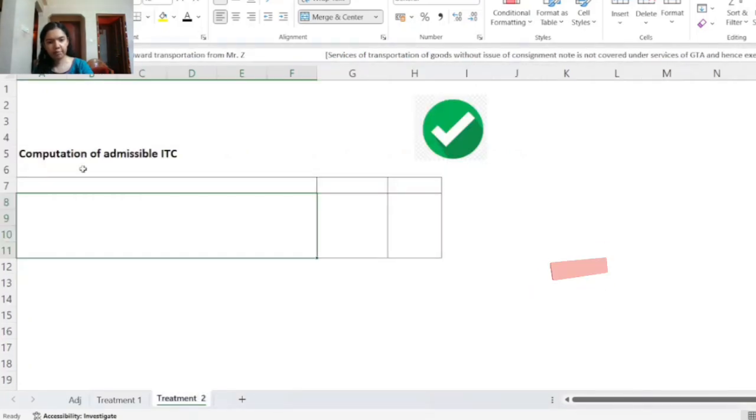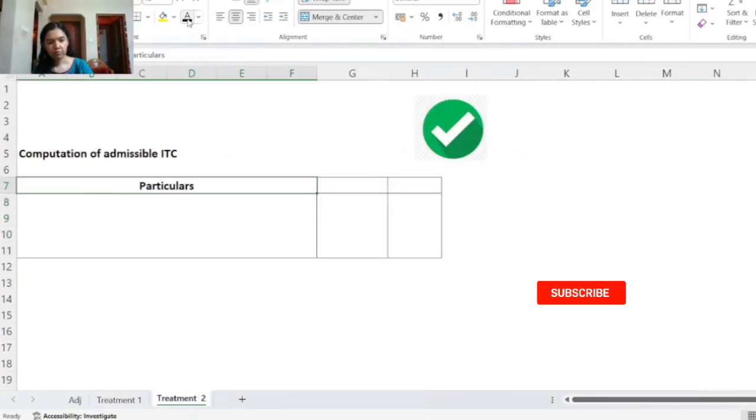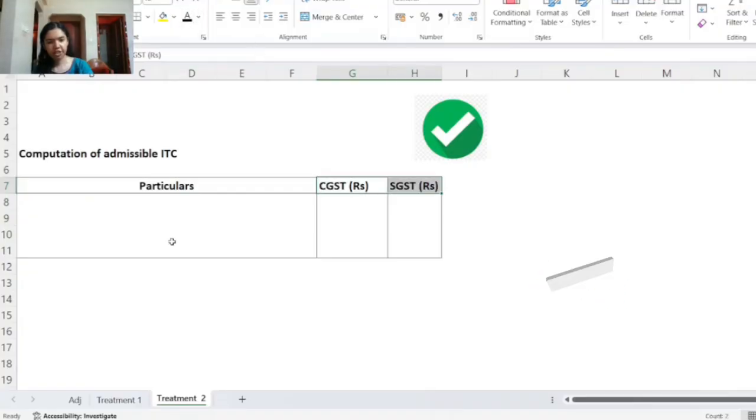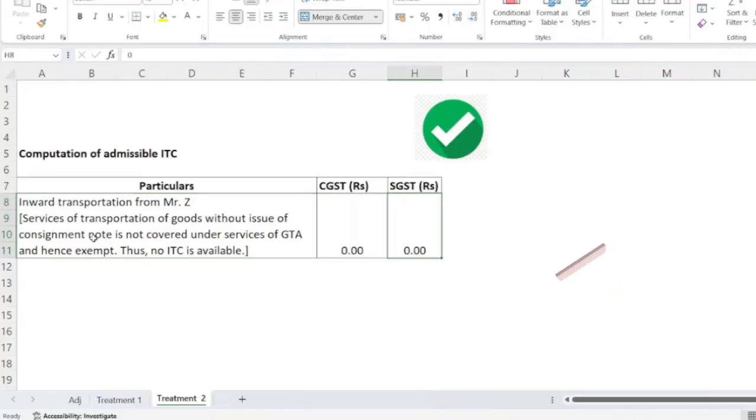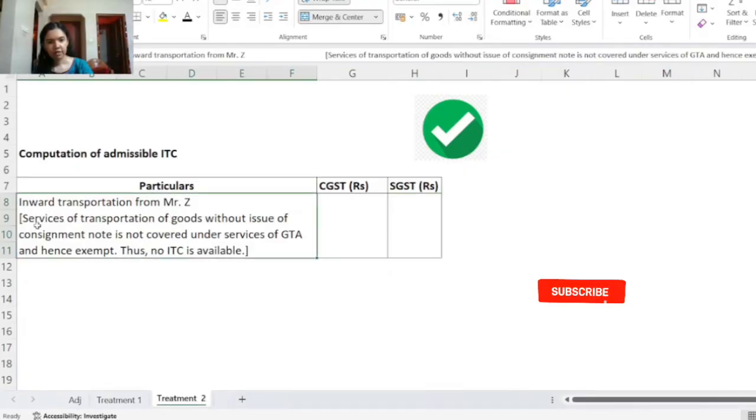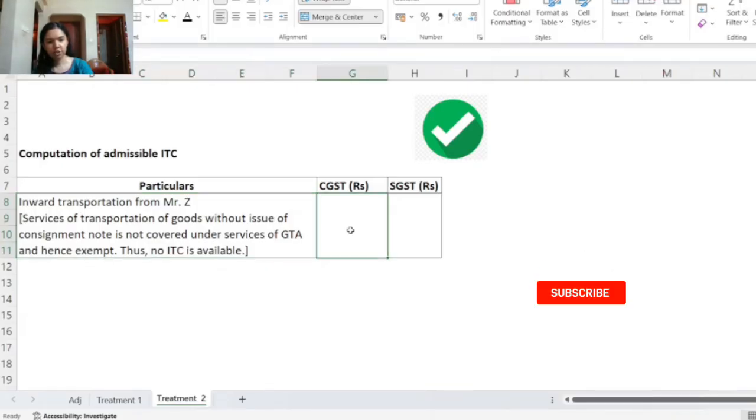So, let's see the right treatment now. So, particulars, CGST and SGST. So, this is the right explanation. Inward transportation from Mr. Z. Services of transportation of goods without issue of consignment note is not covered under the service of GTA and hence exempt. Thus, no ITC is available. Hence, CGST and SGST is 0. So, this is the right presentation.